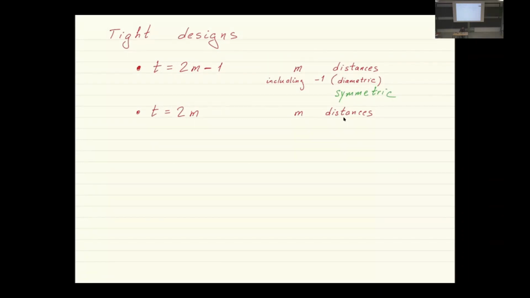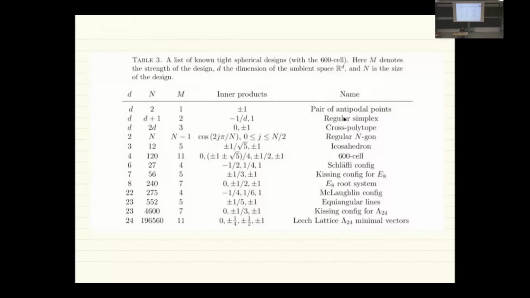Okay. So here is a table of the known tight designs. The only part of this table that's not really a tight design is the 600-cell, because it skips one power actually, but it has a lot of properties which are very similar. So as you can see, there are only about 10 of them known.